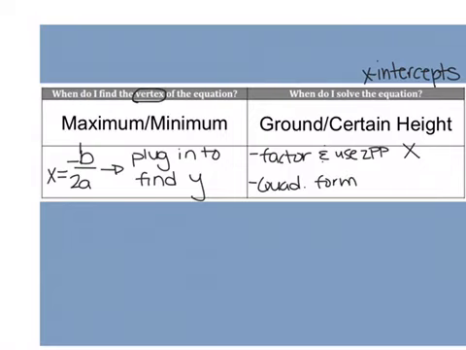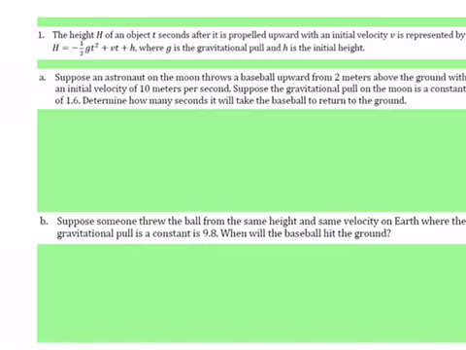Almost always for word problems, you want to try the quadratic formula, because I'm usually going to give you decimals or numbers that don't come out so nice or they're really big. So when I'm asking you to find when things hit the ground, you almost always want to use your quadratic formula. So here's our first example.